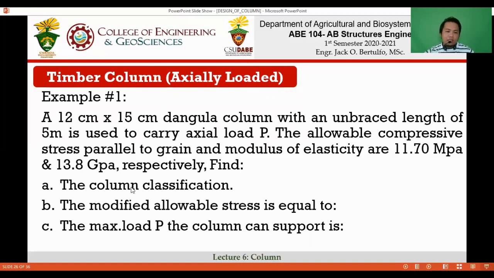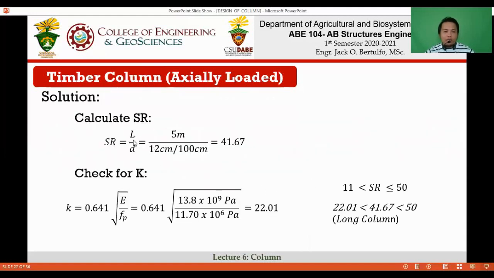Okay, so first is the classification. So how to classify columns. Since the modulus of elasticity is given, then we will use the formula. How to classify it? Using the slenderness ratio. The slenderness ratio is L over D. So we have the length L divided by the least dimension, which is 12 centimeter. Then we can calculate that the slenderness ratio is 41.67.